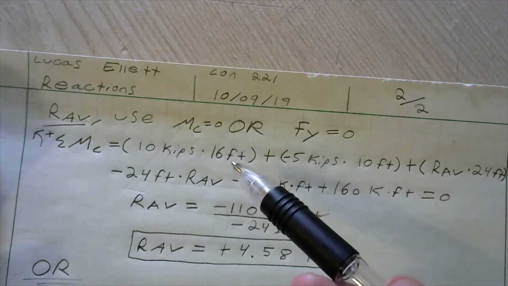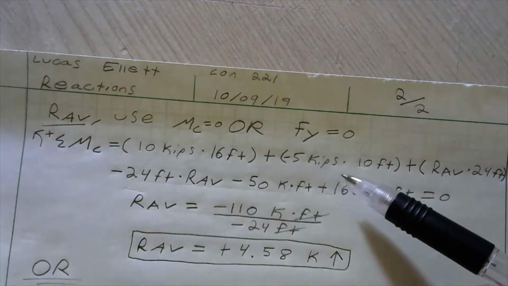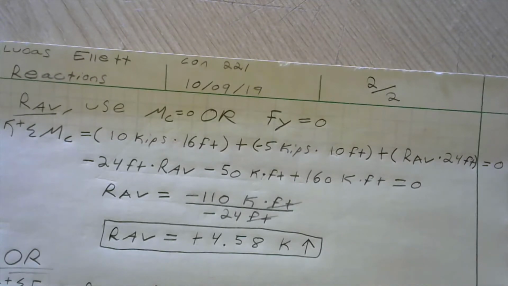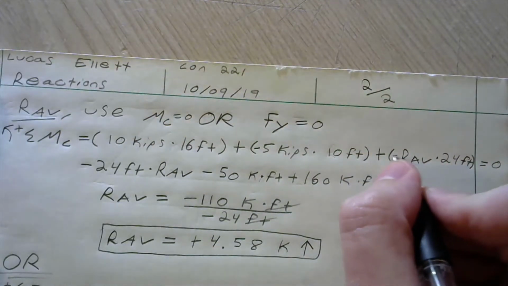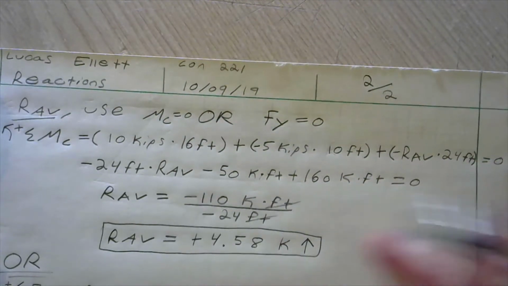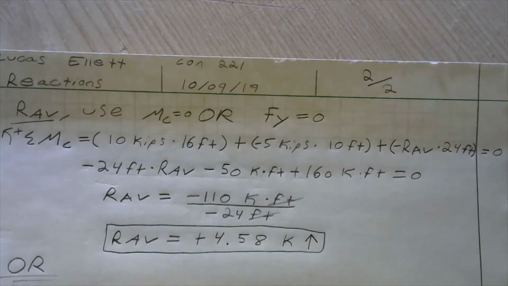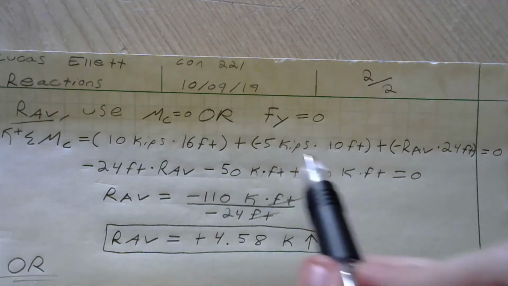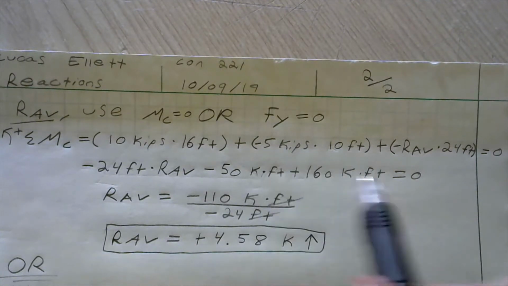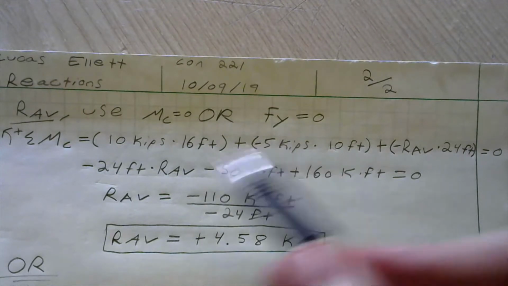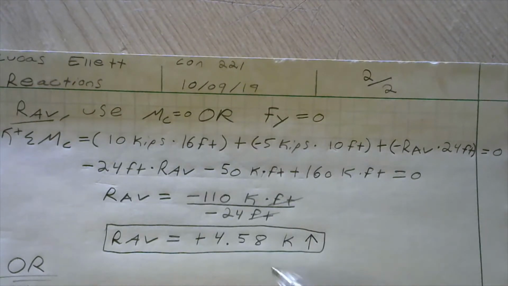10 kips times 16 feet, then negative 5 kips, and RAV. I'm sorry, that's supposed to be negative? Yes, that is supposed to be negative. All right, I did it right down here. So that's what it looks like. You do algebra, you get this to be negative 50 kips. This is positive 160 kip-foot. You calculate it out, you get 4.58 kips.